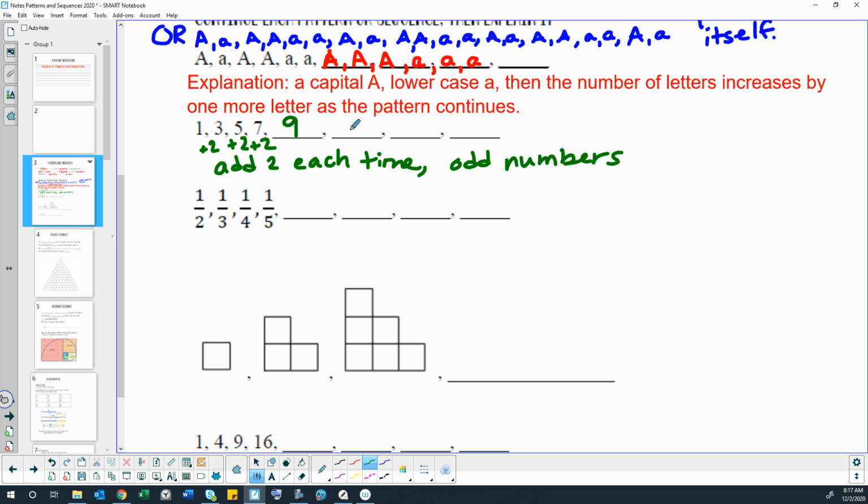7 plus 2 would be 9, right? 9 plus 2 would be 11. 11 plus 2, 13. And 13 plus 2, 15.